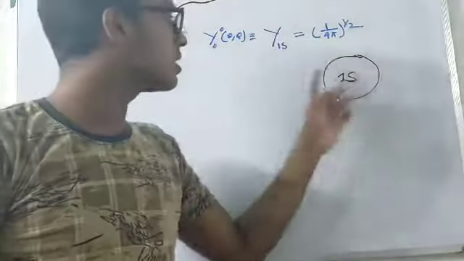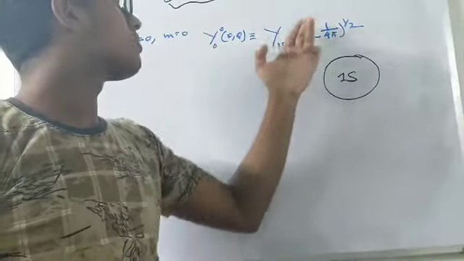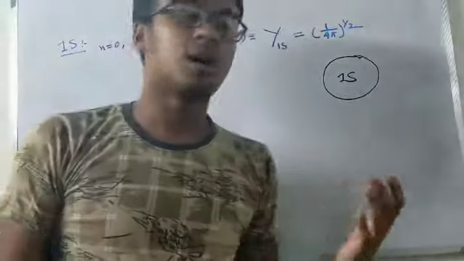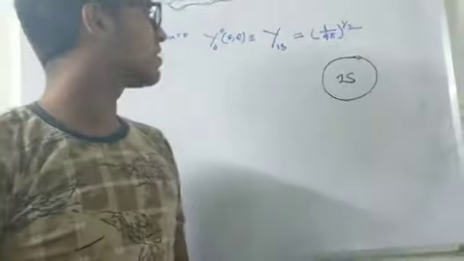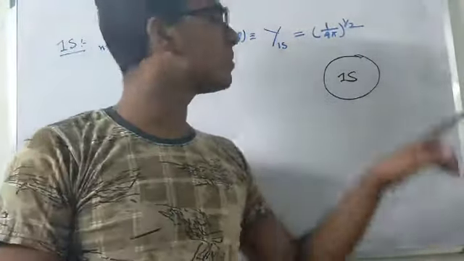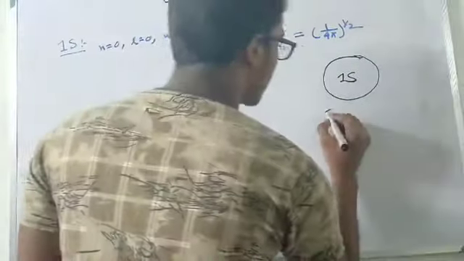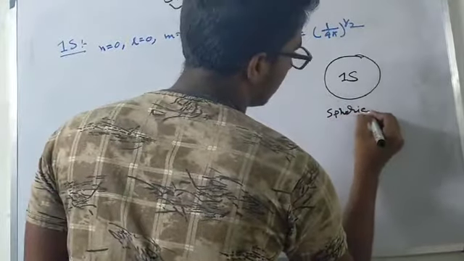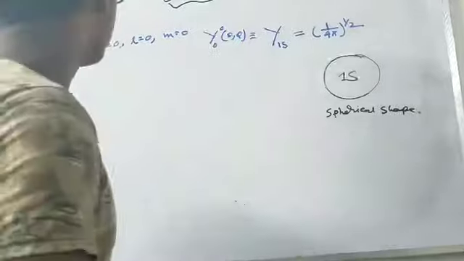The logic behind drawing the 1s orbital as a sphere is that the angular part of this wave function is constant, and the value is (1/4π)^(1/2). So that's why we represent the 1s orbital by a circle and say that the 1s orbital is spherical. Okay, spherical shape.